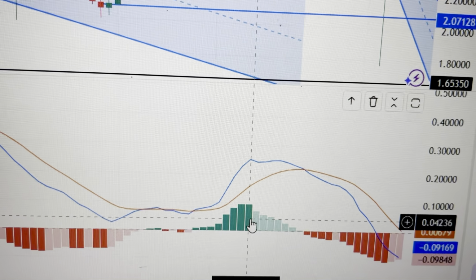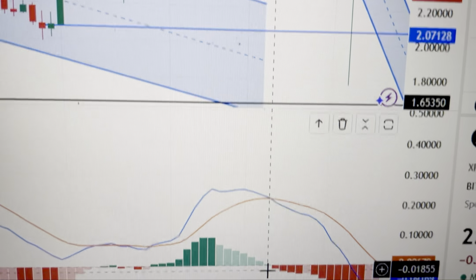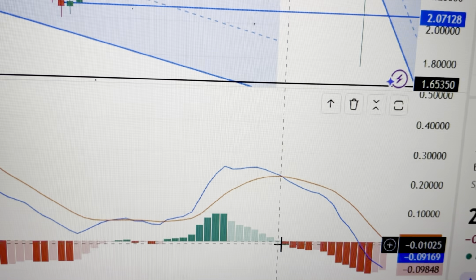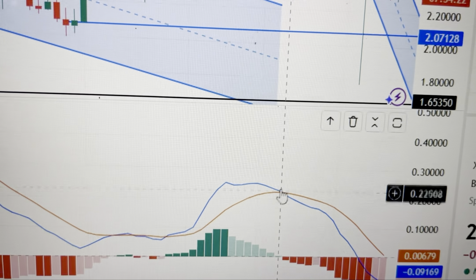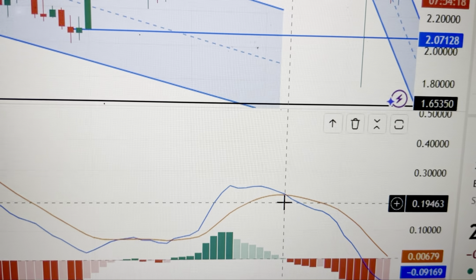The color changed, and then it's getting weaker. And then right here is going to be the sell signal. So you see it goes from the light green to the red. And if you look at the lines, the blue goes below the orange. Now let's follow this line all the way up and let's see what happens with the price action.